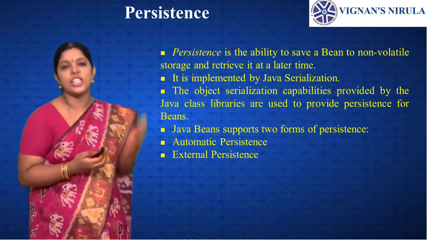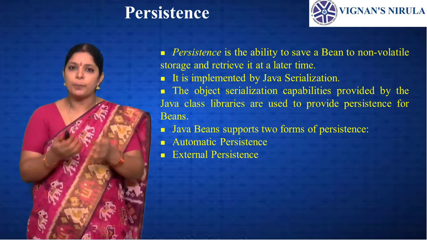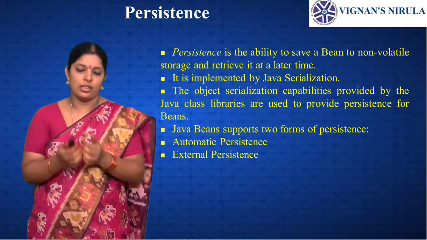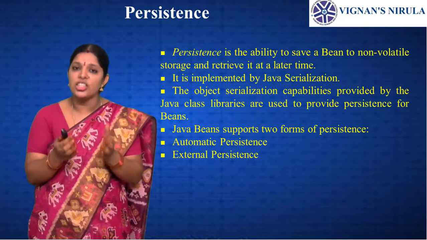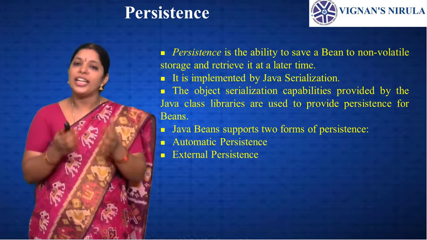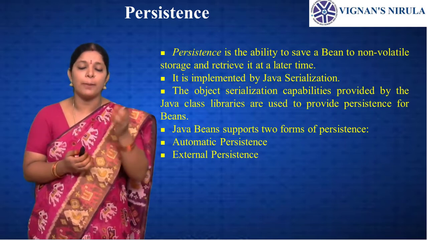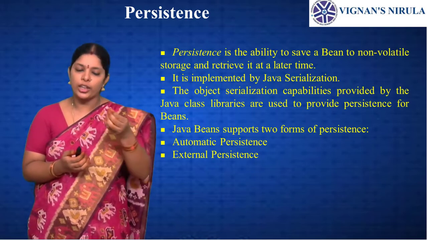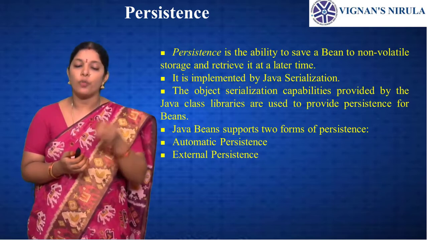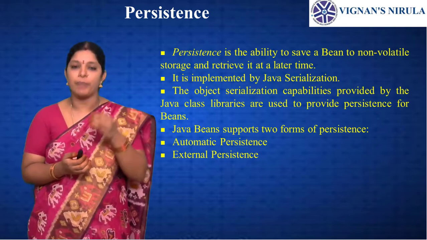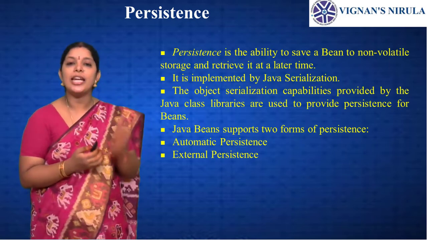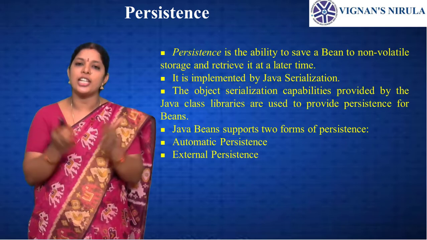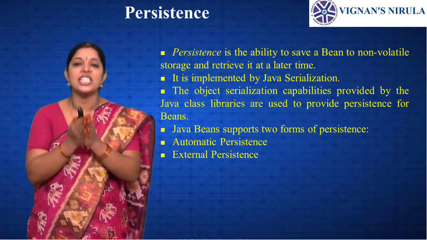Next one, persistent. What is meant by persistent? Persistence is the ability to save the properties of the bean, to save the events of a bean, and to save the beans to storage and retrieve the properties of a bean. We can store the properties of a bean by using persistence. The bean can store and retrieve at a later time, and the configuration settings are saved. That is the persistent state.